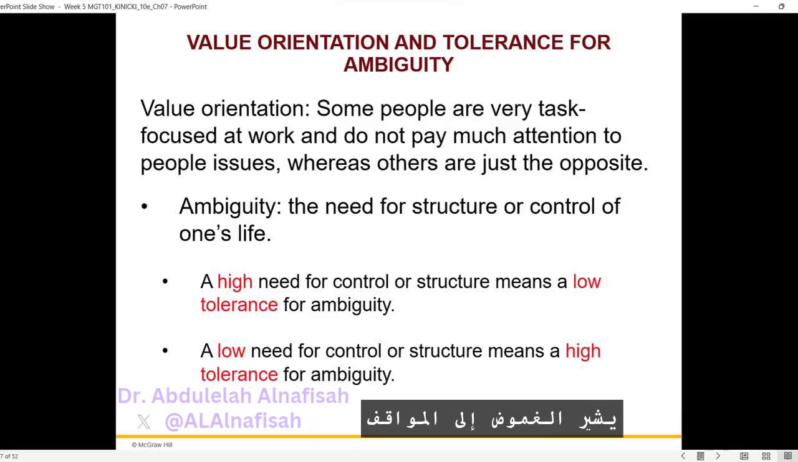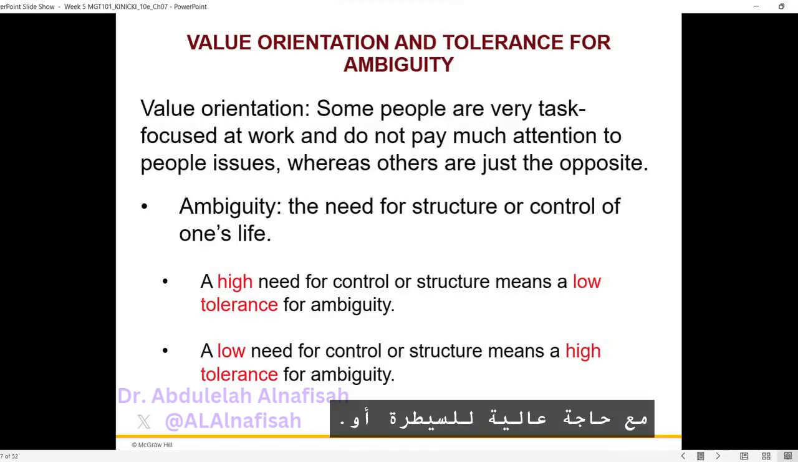Ambiguity refers to situations or circumstances that lack clarity, have multiple interpretations, or are uncertain. It can arise when there is insufficient information or when outcomes are unpredictable. Individuals may have different levels of tolerance for ambiguity, which can influence their need for control or structure in their lives.